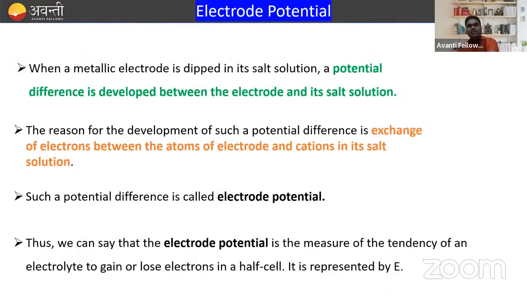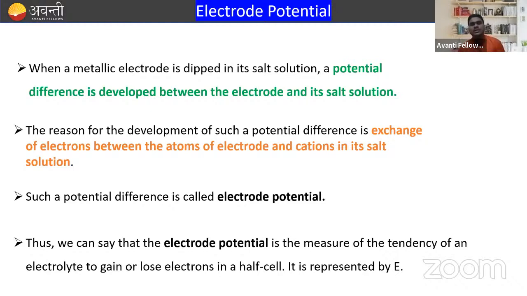Now, what is this electrode potential? What is it called? When a metallic electrode is dipped in its salt solution, a potential difference is developed between the electrode and the salt solution. For example, copper when dipped in copper sulfate, or zinc when dipped in zinc sulfate.